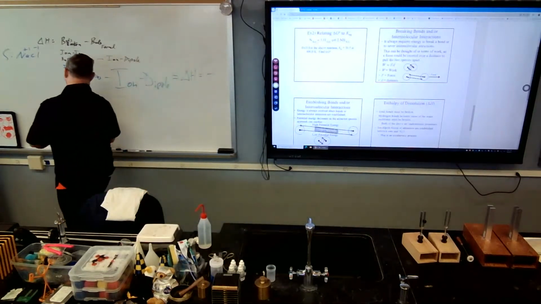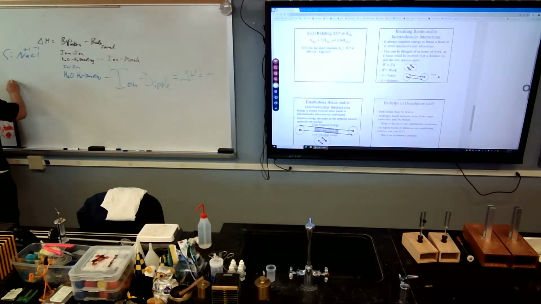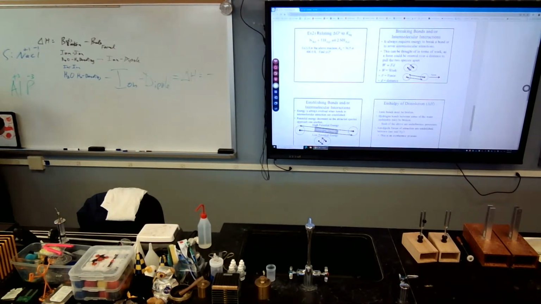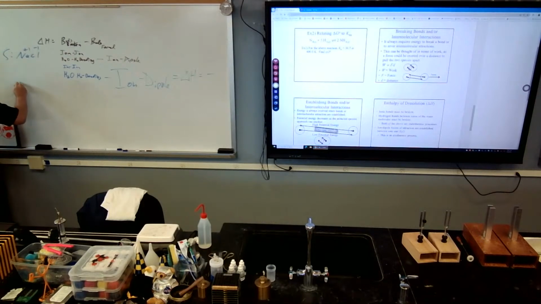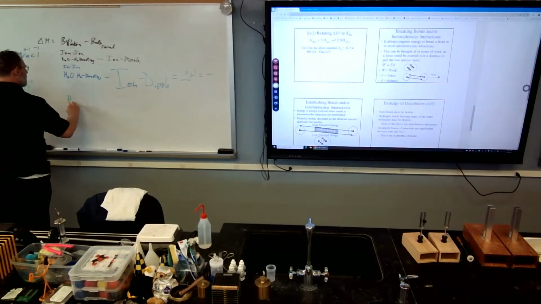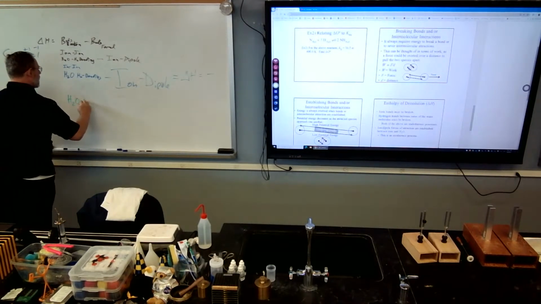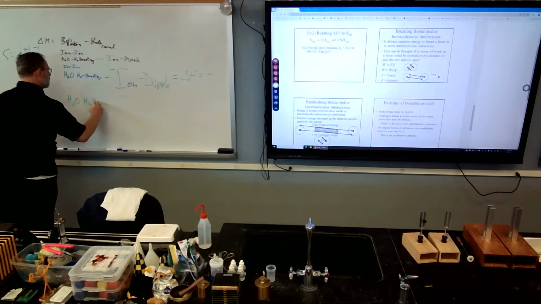Now, with aluminum phosphide, +3 and -3, ions not drawn to scale. In fact, let's draw the ions to scale. There we go. +3 -3. We have the same size hydrogen bonding.